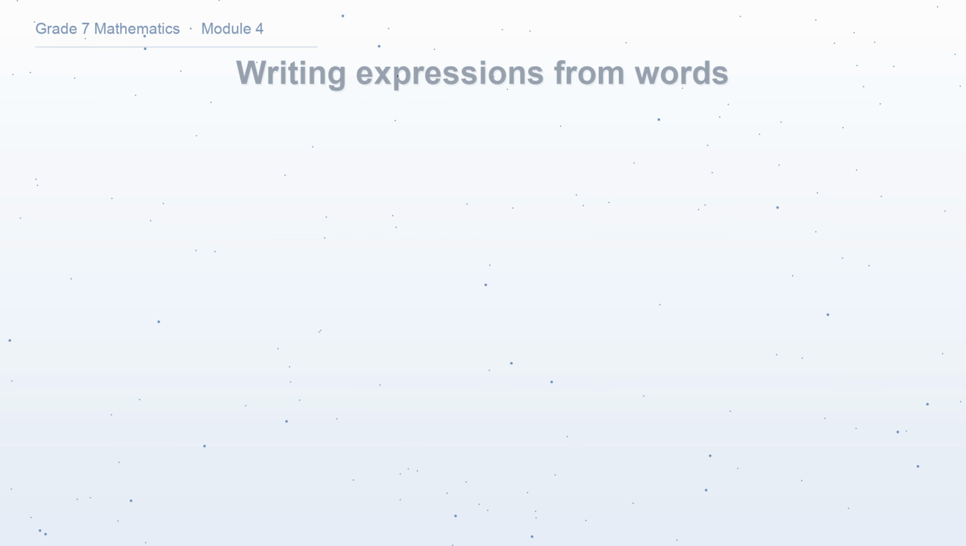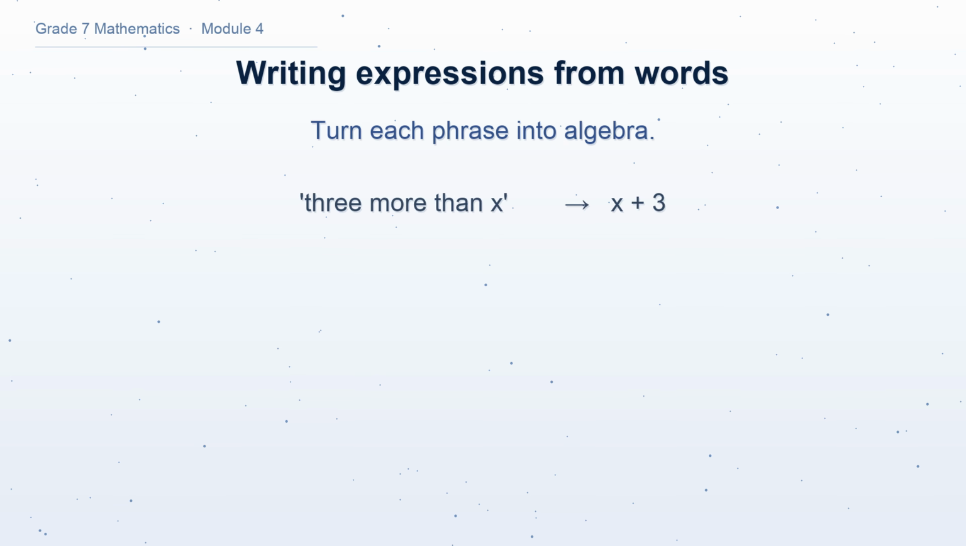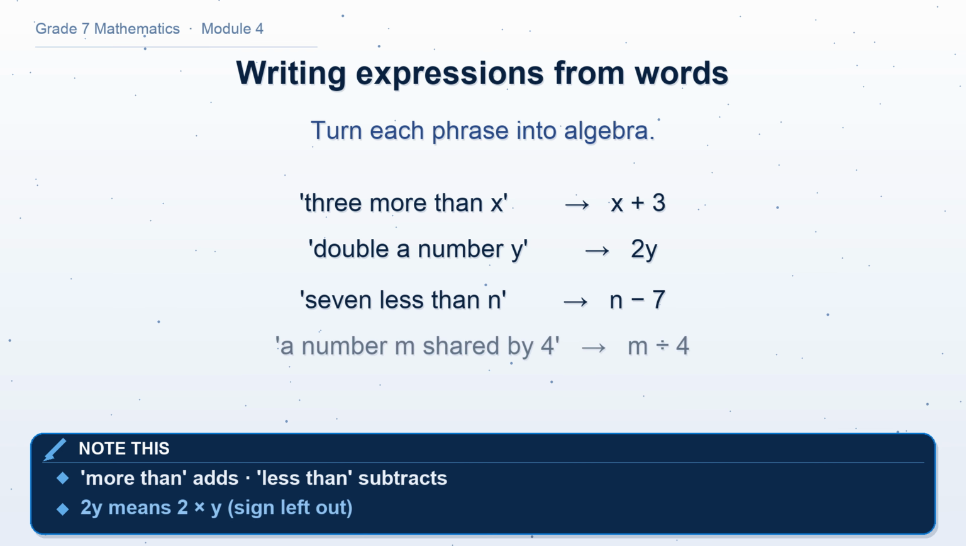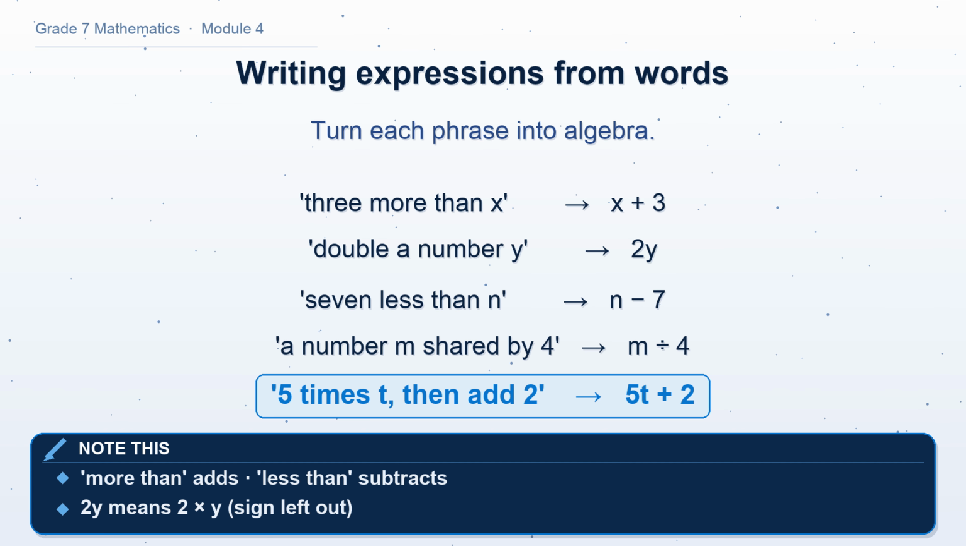Algebra starts by turning words into symbols. 3 more than x means we add 3, giving x plus 3. Double a number y means 2 times y, which we write as 2y. 7 less than n means we subtract 7, giving n minus 7. A number m shared by 4 means m divided by 4. And 5 times t, then add 2, becomes 5t plus 2. Notice that 2y means 2 times y, with the multiplication sign left out.